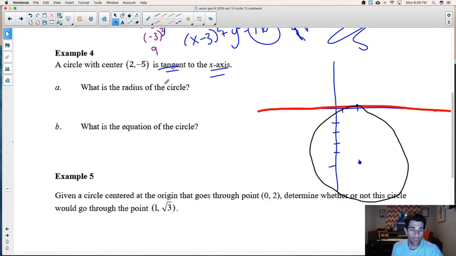Question 1. What is the radius of this circle? Well, count this distance here. The distance from there to there is 5, so the radius is 5.